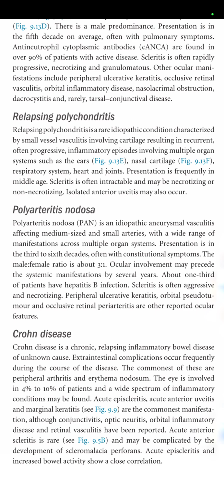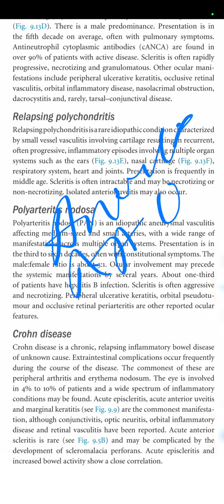The commonest of these are peripheral arthritis and erythema nodosum. The eye is involved in 4 to 10% of patients, and a wide spectrum of inflammatory conditions may be found. Acute episcleritis, acute anterior uveitis, and marginal keratitis are the common manifestations, although conjunctivitis, optic neuritis, orbital inflammatory disease, and retinal vasculitis have been reported. Basically, in this case, you must remember acute episcleritis and acute anterior uveitis.